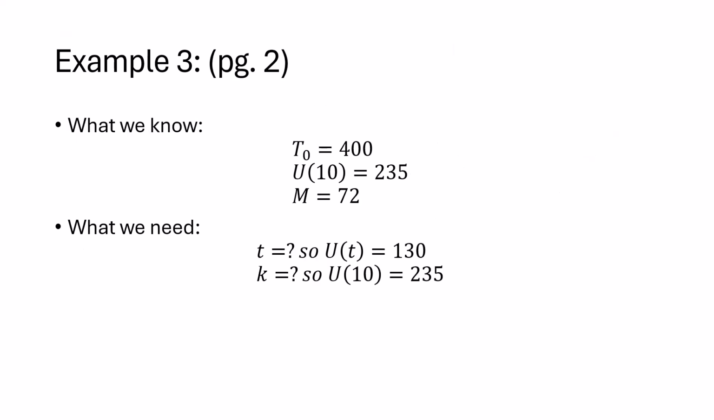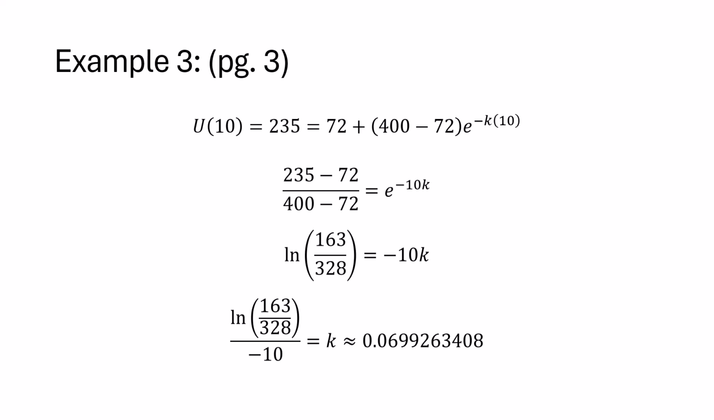What we know is the initial temperature was 400, because we pulled it out of the oven at 400 degrees. We know that 10 minutes after we pulled it out, the temperature was 235 degrees Fahrenheit. We know the temperature of the surroundings was 72 degrees Fahrenheit. So what we need to know is the time so that the final temperature is 130 degrees Fahrenheit, when we can begin eating the pizza safely. But we also need to know the rate of cooling, and that's where the 10-minute mark at 235 degrees Fahrenheit comes in. So we're going to use this information.